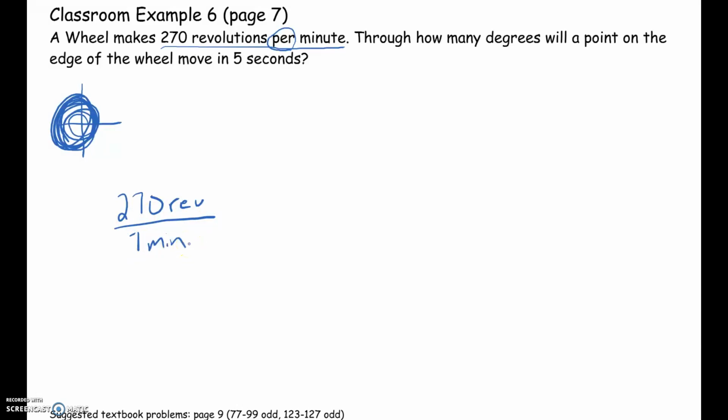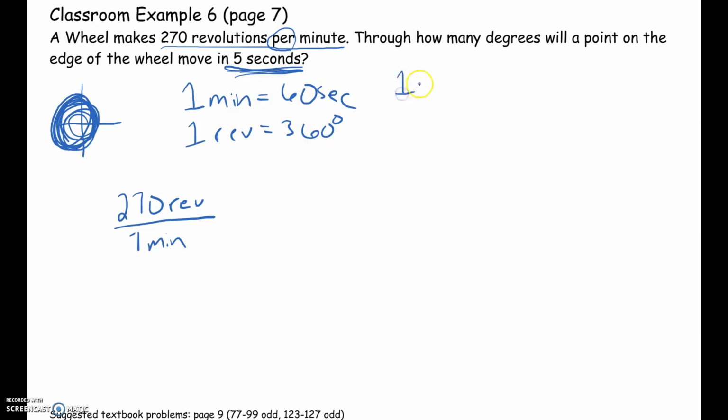All right, now let me read the rest of the problem. Through how many degrees will a point on the edge of the wheel move in 5 seconds? So what other units do I need here? I'm starting off in minutes and I want to end up in seconds. So I know that 1 minute equals 60 seconds. I also know that 1 revolution equals 360 degrees. One thing that's really nice about these conversions, when you know things are equal to each other, is I can write them as a fraction.